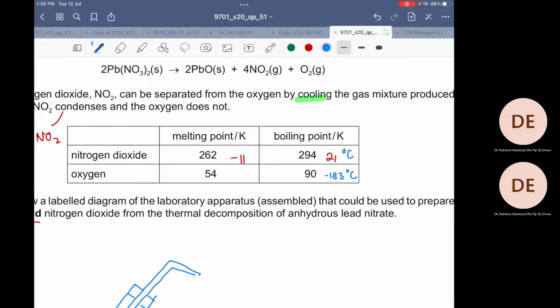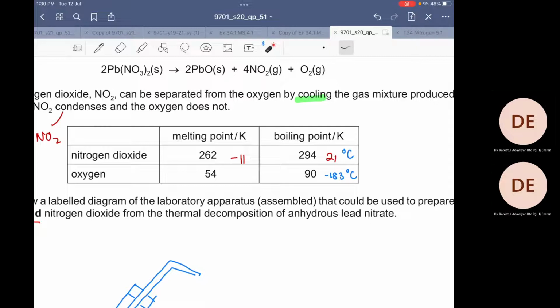Okay. So you can see it's not possible to liquefy oxygen in a lab. Okay, say in a school lab, right? It's difficult to get a temperature of negative 183. But for nitrogen dioxide, you see the temperature 21 degrees Celsius. At 21 degrees Celsius, the nitrogen dioxide will turn into a liquid. So it's easy to get 21 degrees Celsius. You just add ice to your tap water.